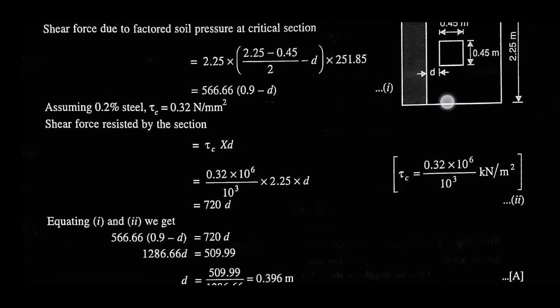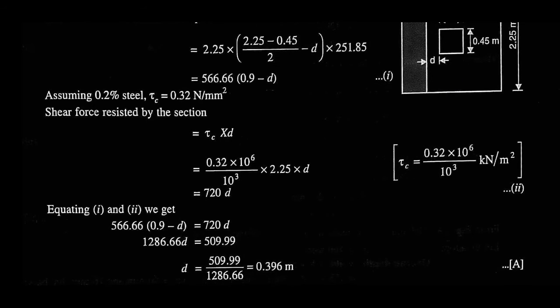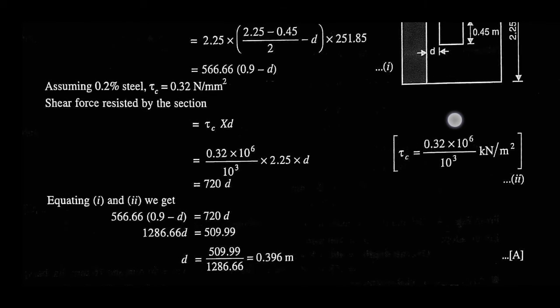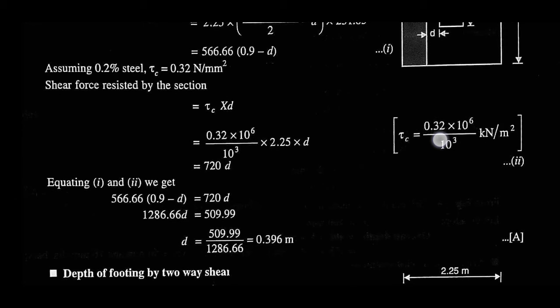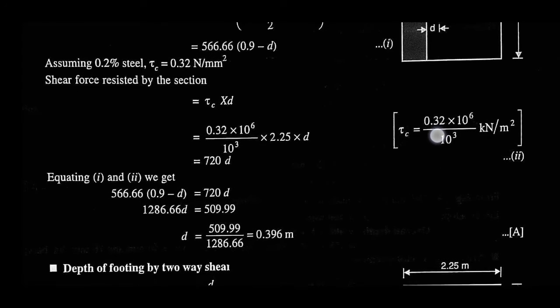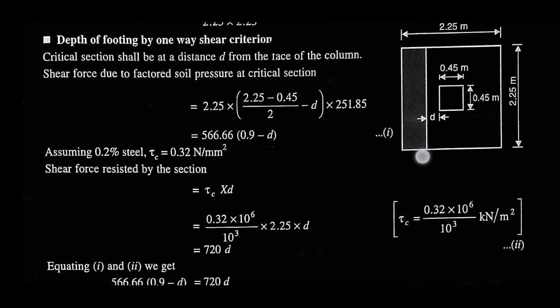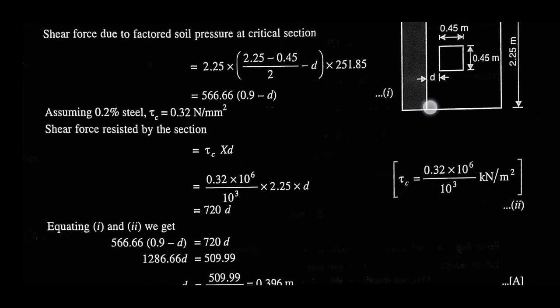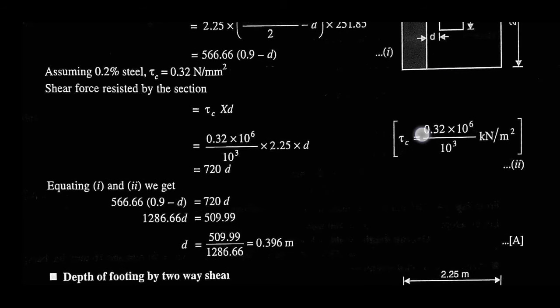Now we have to equate equation 1 and equation 2. Then we get 566.66 within bracket 0.9 minus d, that is equals to 720 d. So from this equation we can get the value of d, that is equals to 509.99 by 1286.66, that is equals to 0.396 meter, that means 396 mm. So as per one way shear criterion, small d, that means depth, is 0.396 meter.